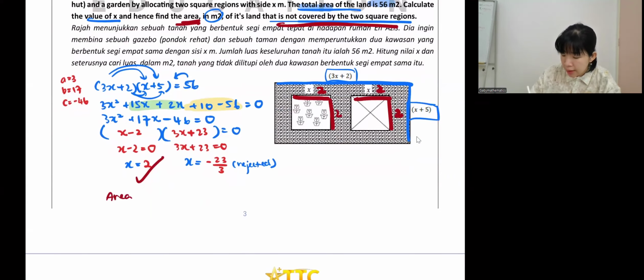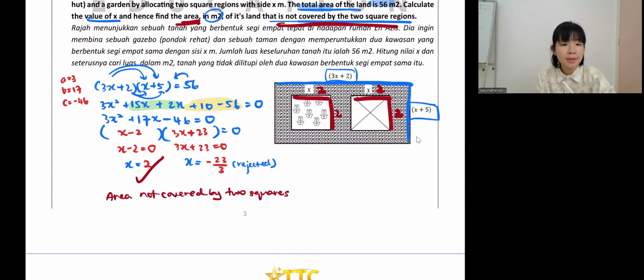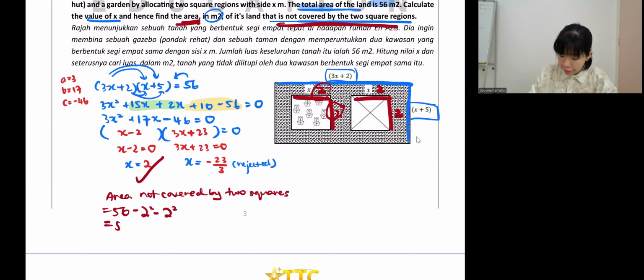Now, the area not covered by the 2 squares. So the final answer: the area of the whole thing is 56, then minus the 2 squares. So 2 times 2, 4. Or you can put 2 squared, 2 kuasa 2. Minus another one, 2 kuasa 2, 2 squared. 56 minus 4 minus 4. So the answer is 48 meter square.